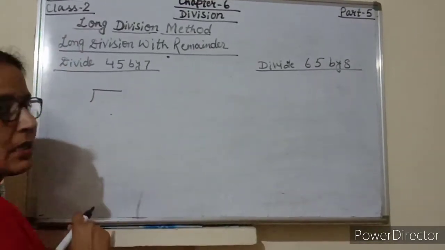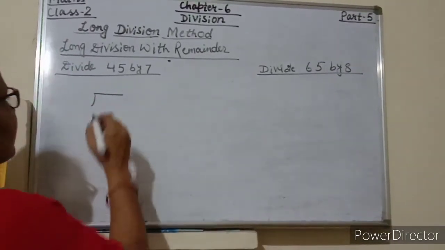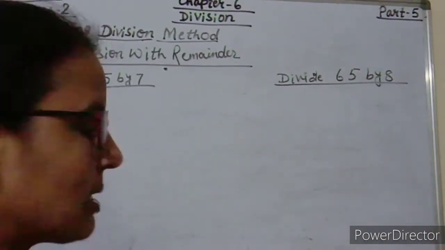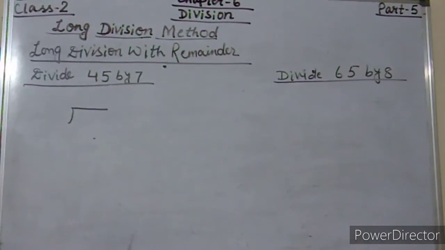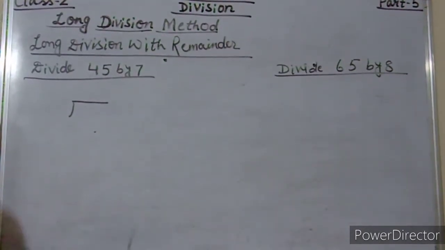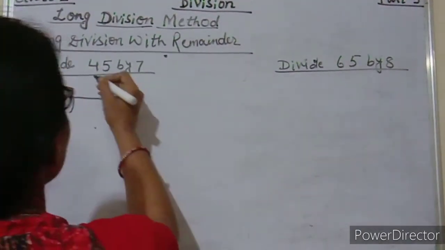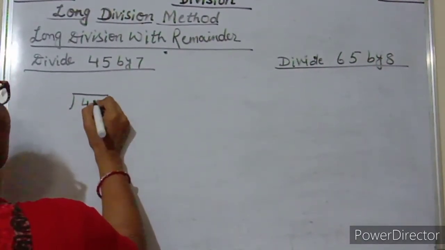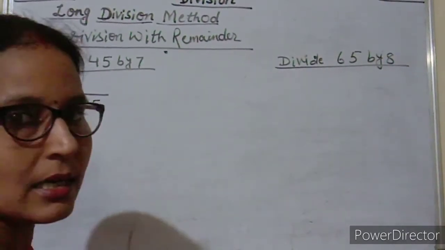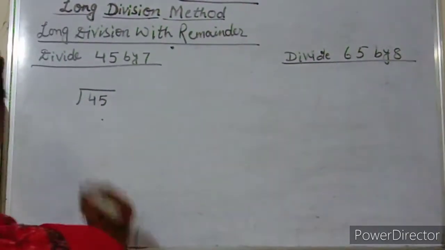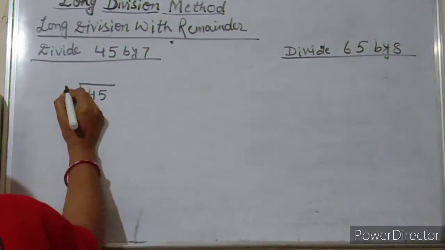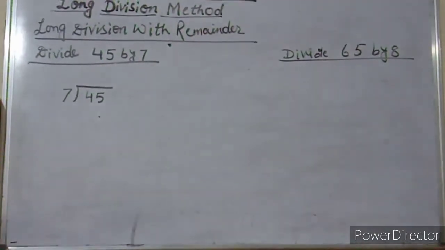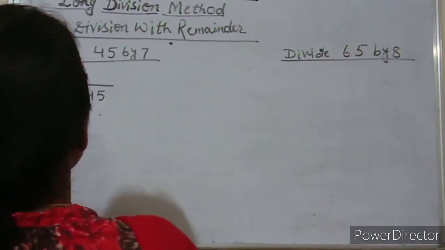So which one is dividend and which one is divisor here? Yes, dividend is 45 and divisor is 7. So what is dividend, students? Yes, dividend is the number which is divided. So which number is divided? Yes, 45 is divided by 7. So here we will write 45 as a dividend. And what we will write here? Yes, here we will write the divisor. So 7 as divisor. So divisor is the number which divides the dividend.